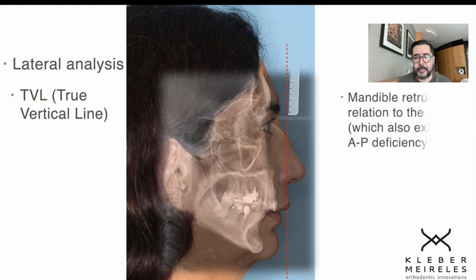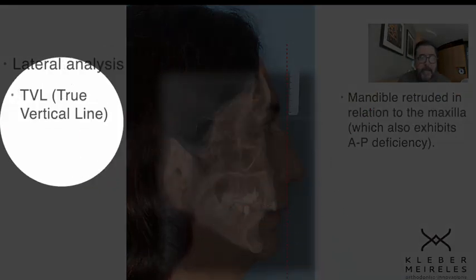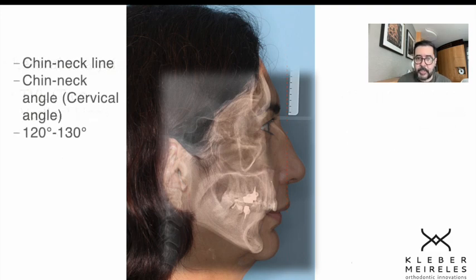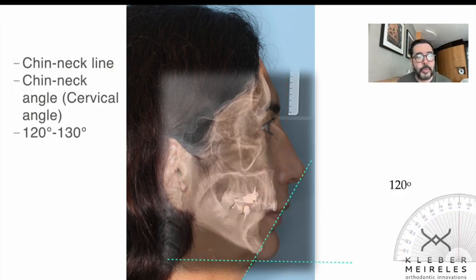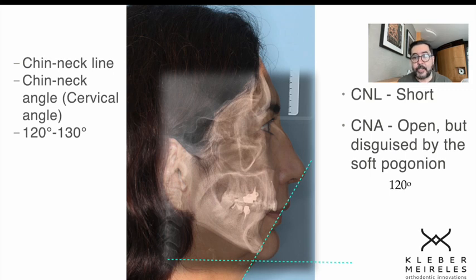Good nasolabial angle. The mandible is retruded in relation to the maxilla, and we see that here, which also exhibits anterior posterior deficiency. Maxilla is also deficient, but not that much. And the mandible is deficient in relation to the face and then in relation to the maxilla also. The chin neckline is short because of two reasons. First, a short mandible. Second, a vertical displacement of the mandible. So we have both the mandible down and also the short distance between the condylion and the menton, showing a short mandible in size, okay?